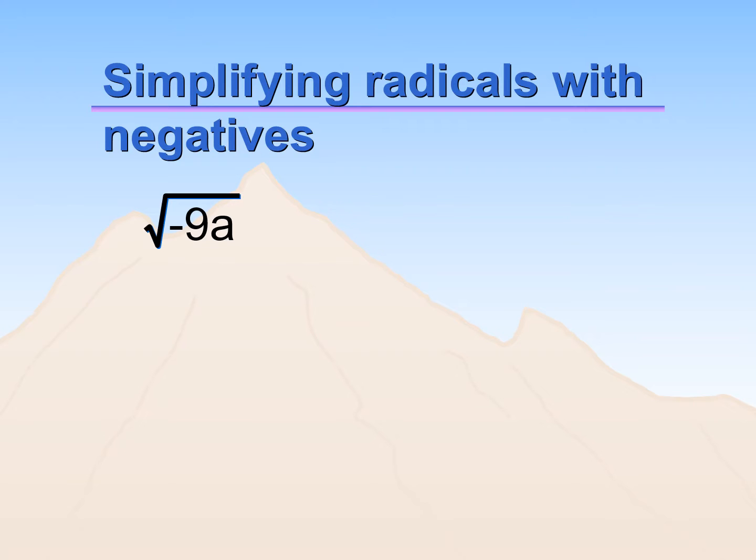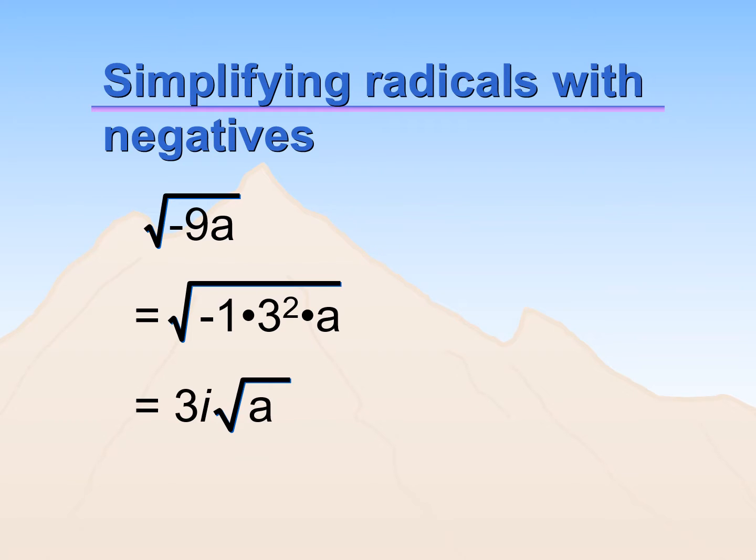So now it's going to be very common for you to see a negative in the radical. In this case, we have negative 9a. One of the properties that we learned is that if you have a product in the radical, we can split it up into factors. So negative 9a is the same as negative 1 times 3 squared times a. Now this can be split up, and the square root of negative 1 is i, the square root of 3 squared is 3, and the square root of a does not simplify, so we are left with the square root of a. So we end up with 3i square root of a.